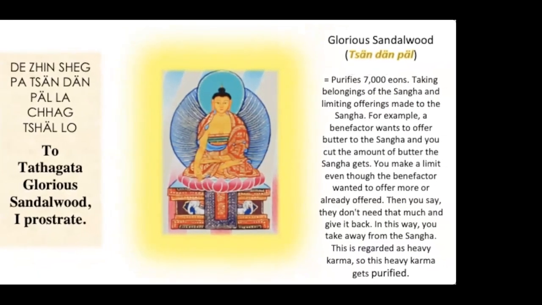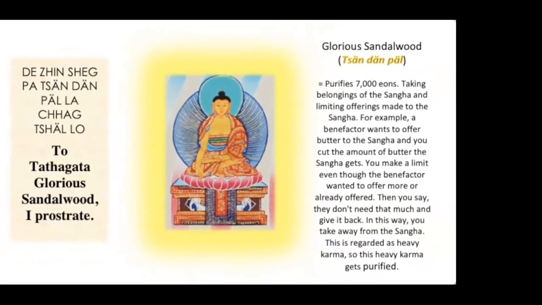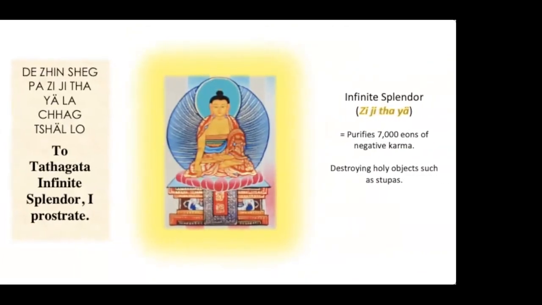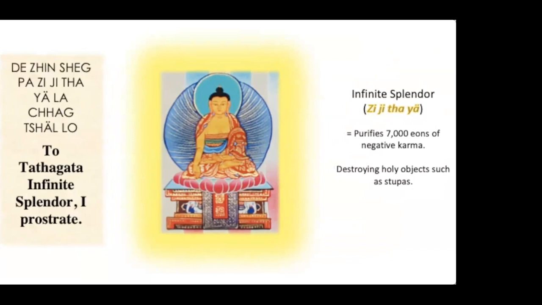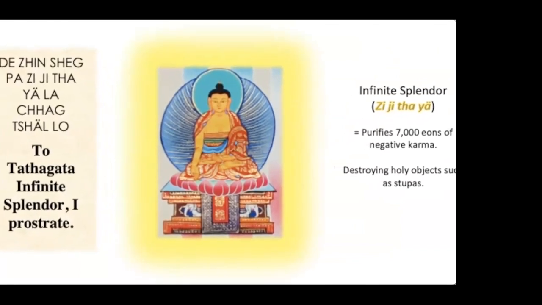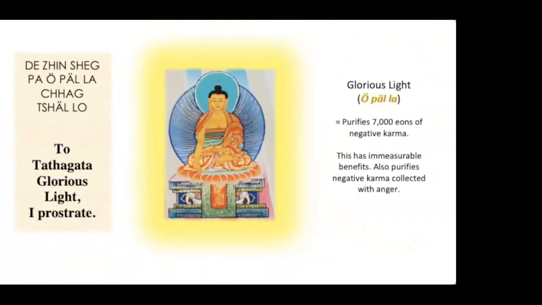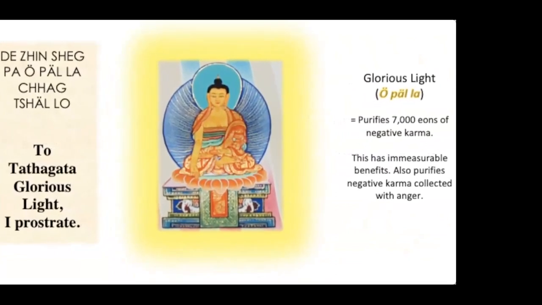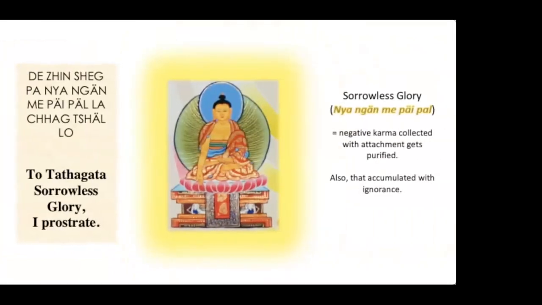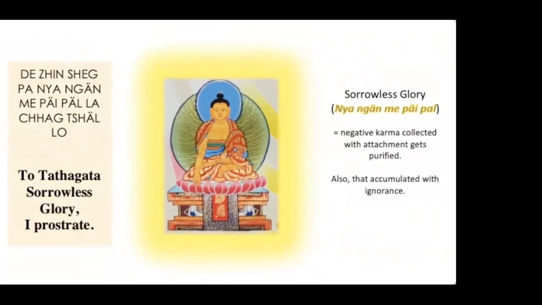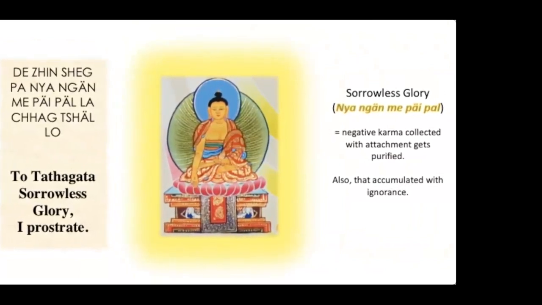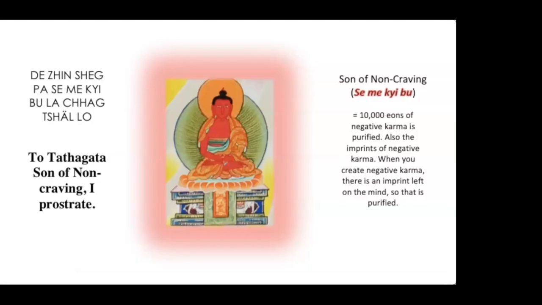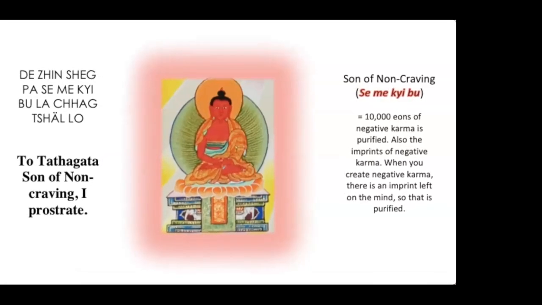Tathagata glorious sandalwood, I prostrate. Tathagata infinite splendor, I prostrate. Tathagata glorious light, I prostrate. Tathagata sorrowless glory, I prostrate. Tathagata son of non-craving, I prostrate.